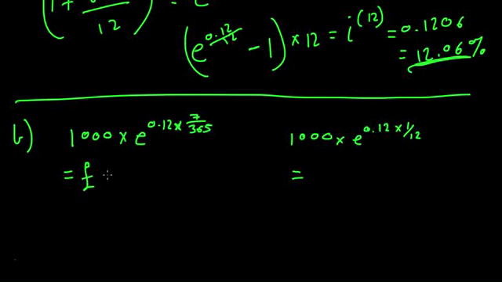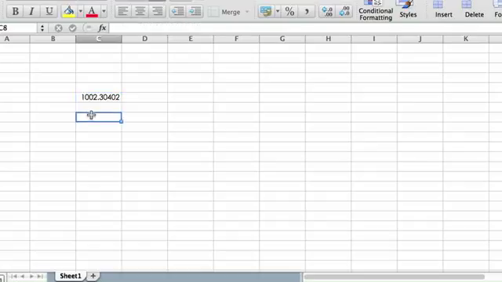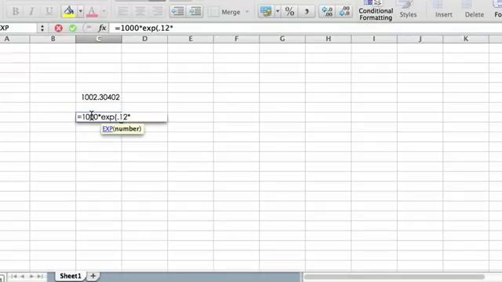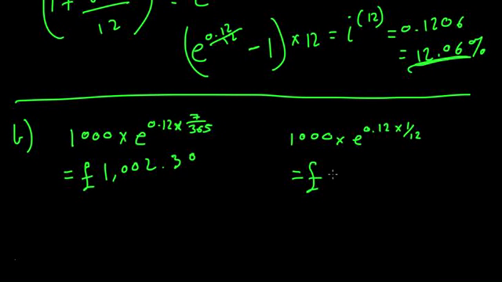So 1,002.30. And the other one is going to be, I think, just a little higher: 1,000 times the exponential of 0.12 divided by 12, which equals 1,010.05. So there you go, here are the two answers that we're looking for.